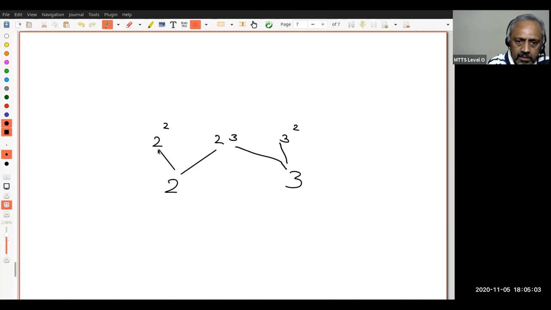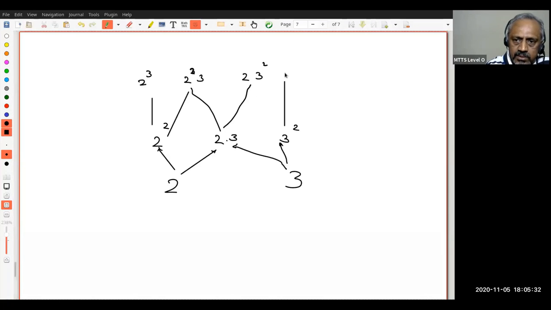This means 2 is less than or equal to 2 squared, 2 is less than or equal to 2 times 3, and 3 is less than or equal to 2 times 3. You understand? Now here 2 cubed sits above this, and here 2 squared 3 sits above this, and it also sits above this, and here 2 times 3 squared sits above this, and 3 squared sits above. Am I right? Yeah.